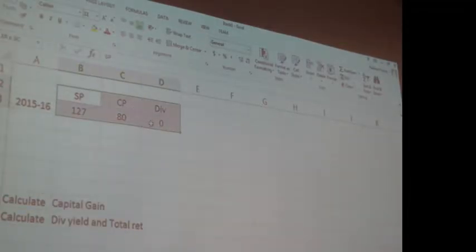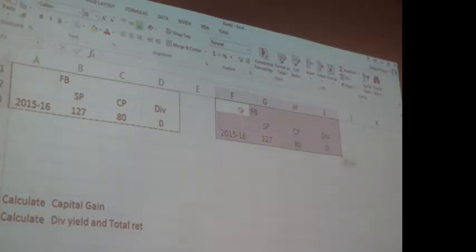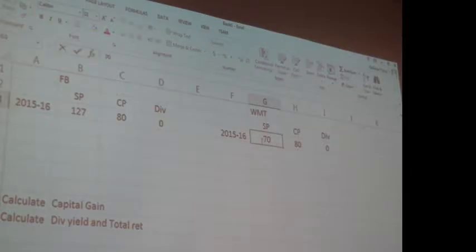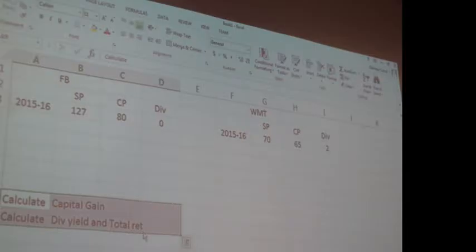All right, let's calculate capital gains. Let's calculate dividend yield, and total return. And then we have Walmart. WMT selling price in 2016 is about 70. Cost price is about 65. Dividend is about $2 for the whole year. And let's again calculate capital gains yield, dividend yield, and total return.